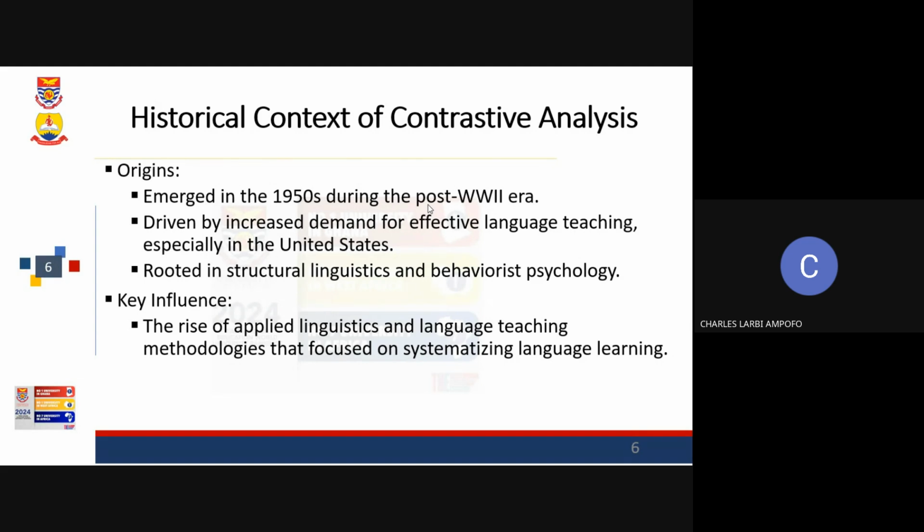So here I pause to ask, why do you think it came after World War II? Why do you think this approach to teaching a second language came about around this time? Any person?